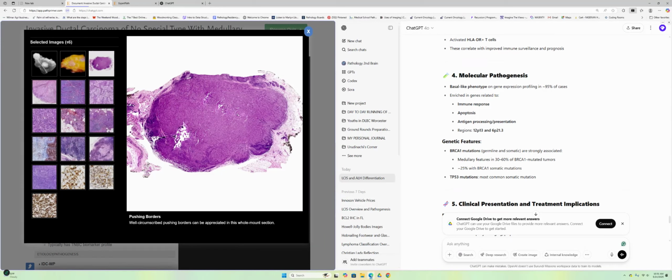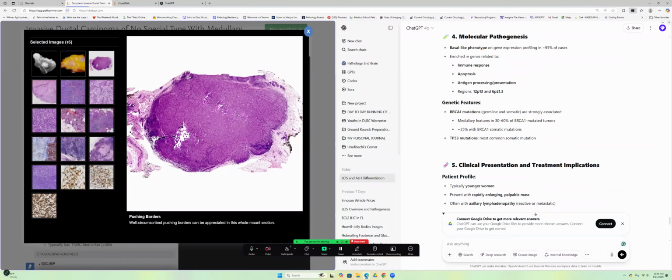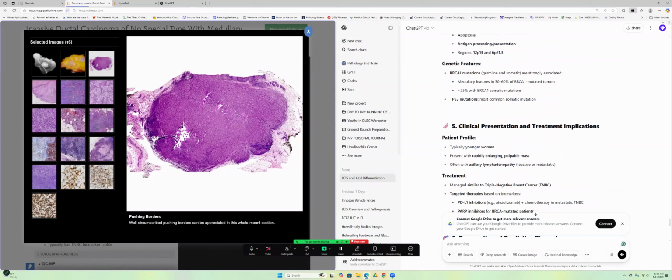So basal-like phenotype, that's why they are EGFR and CK5/6 positive. Immune response, apoptosis, antigen presentation related. Genetic features: BRCA1 mutation.